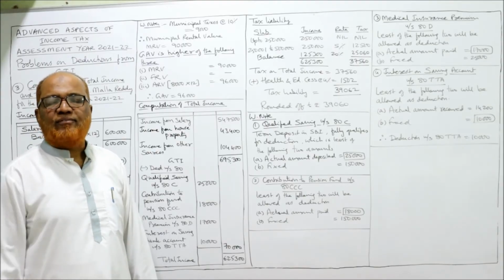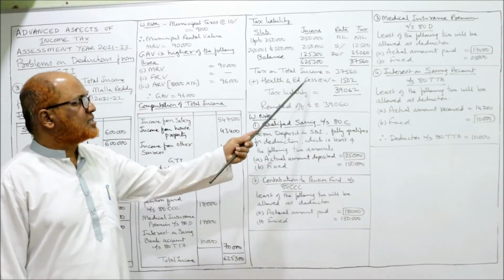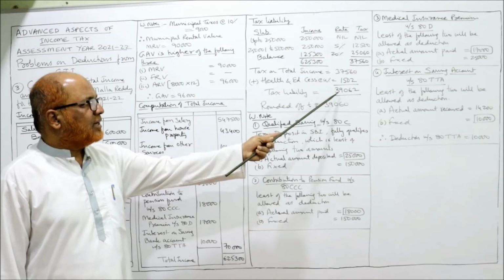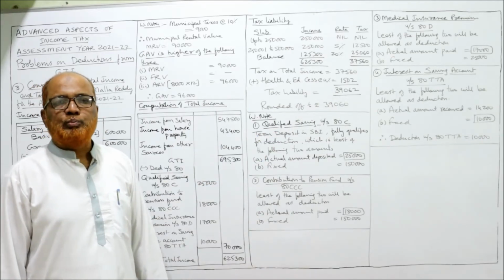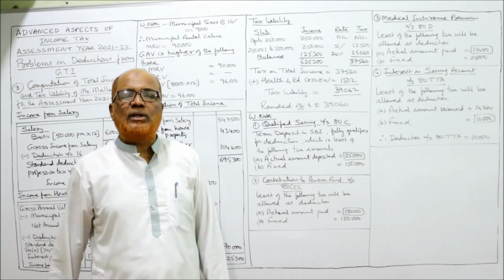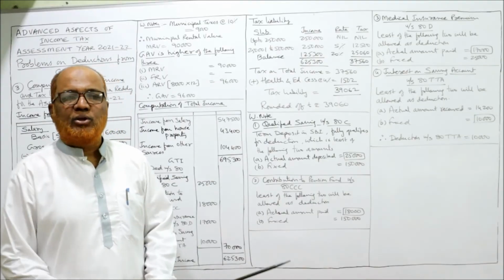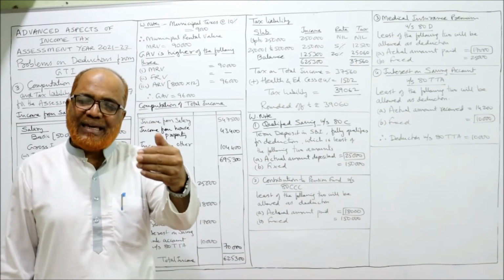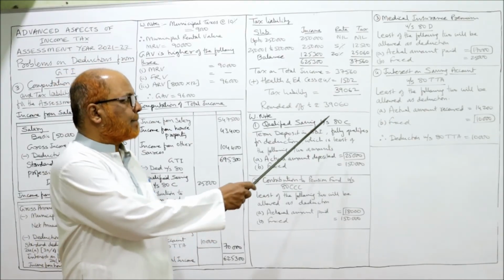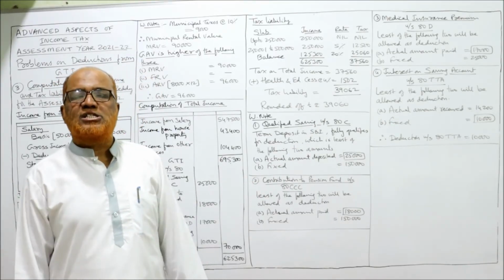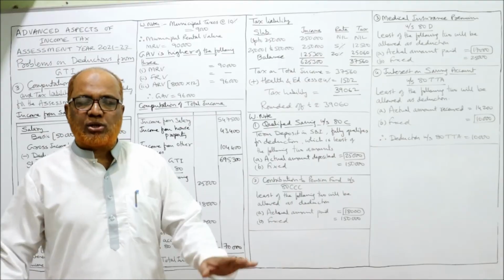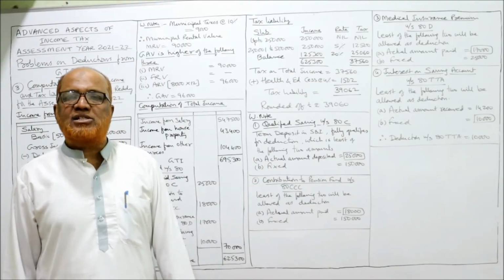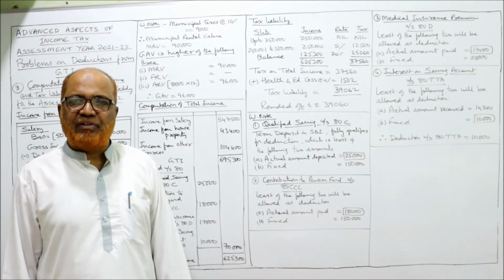To this we add 4% health and education cess. So ultimately tax liability 39,062. Now we have to round it off to the next 10 rupees. So here 62 rupees is given. The last 2 rupees you ignore. So make it 60. 39,060 is the tax liability. That's all. In working note we'll explain about the deductions given.